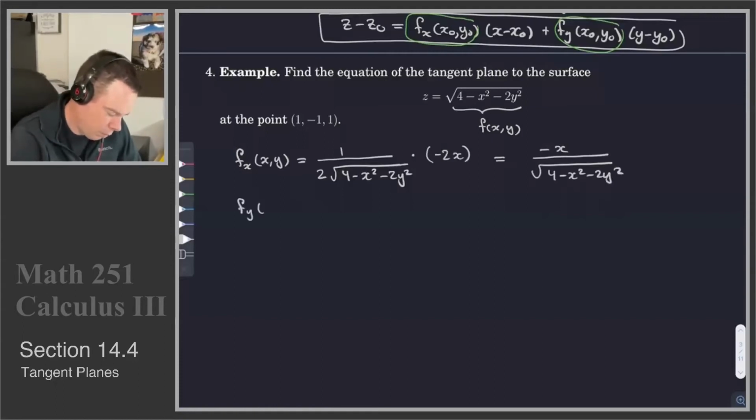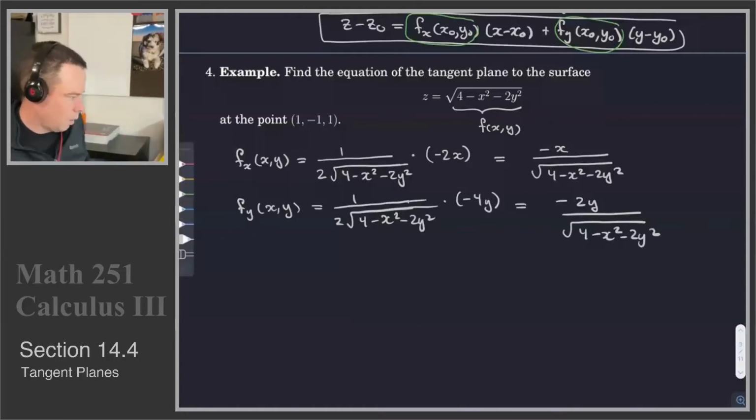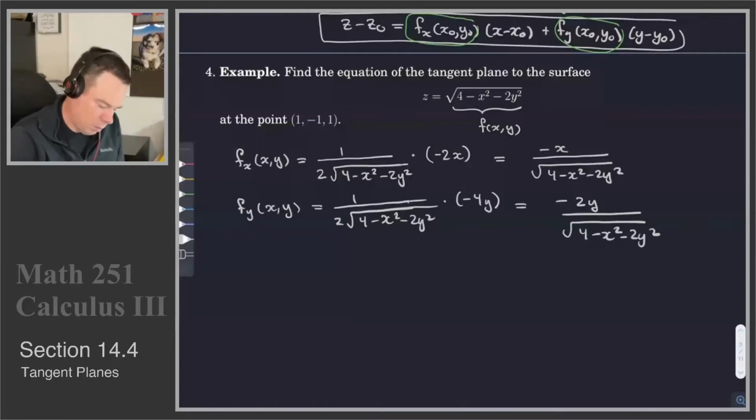We can go ahead and find the y partial. It's almost the same, except for a slight change because of the value in front of the y squared. So it's the derivative of the outside times the derivative of the inside. In this case, that's -4y. So that becomes -2y over the square root of 4 minus x squared minus 2y squared. Okay, so we've got those partial derivatives.